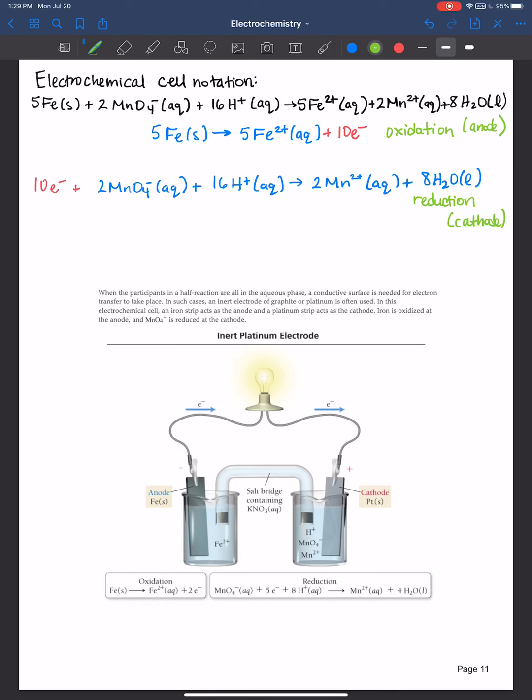Now, the way we represent this redox equation in the line notation is to first write what is happening at the anode on the left side. I'm just going to go ahead and write this down, and then I'll go over what everything means.